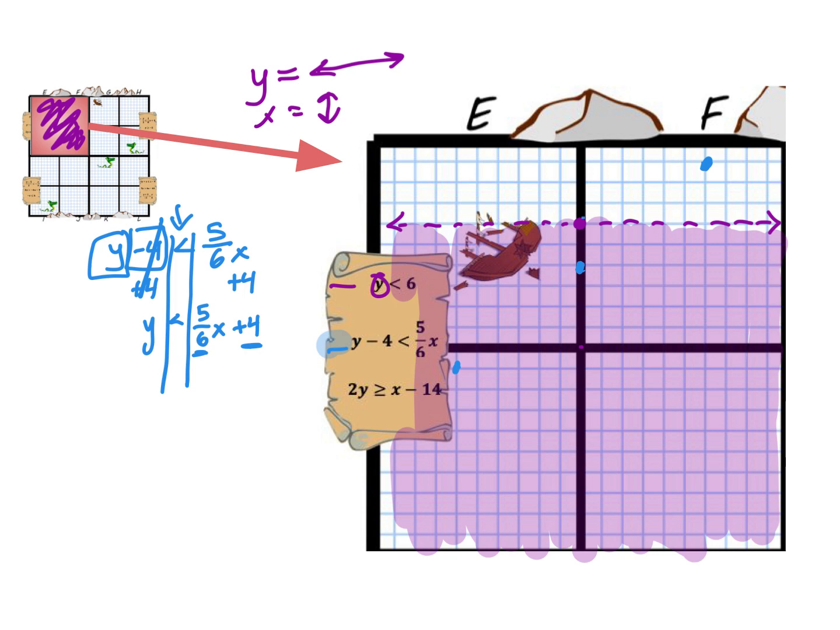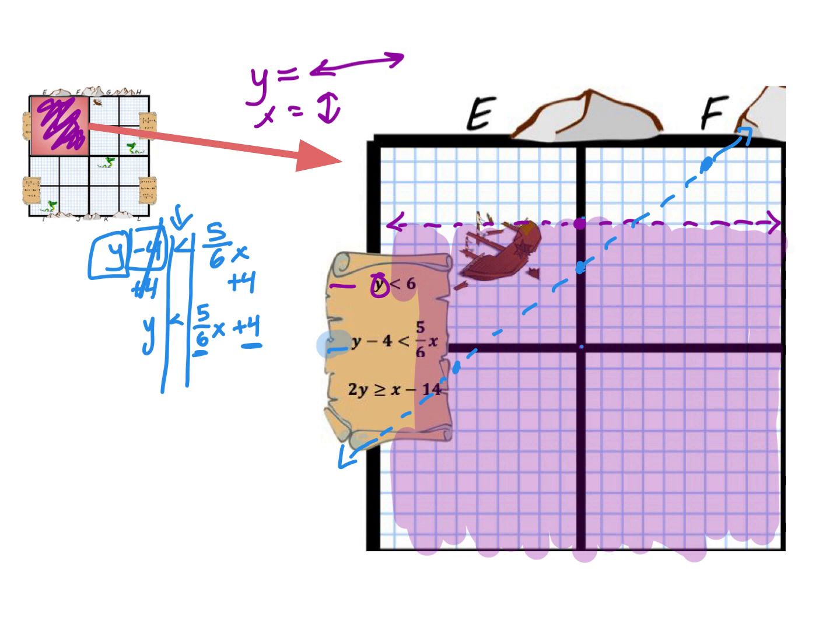Now, since this says y is less than, it cannot equal this line. So we want it to be a dotted line again to show that it doesn't equal that. Okay. And now I have to decide where I'm going to shade.